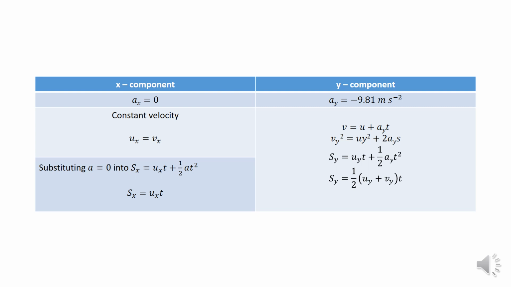For your y component, you always have to remember that it is influenced by the gravitational acceleration, by gravitational force. So the acceleration along y component is always negative 9.81 meters per second squared. With this information in your head, you can substitute this acceleration into these 4 kinematics equations, and use them as you see appropriate.